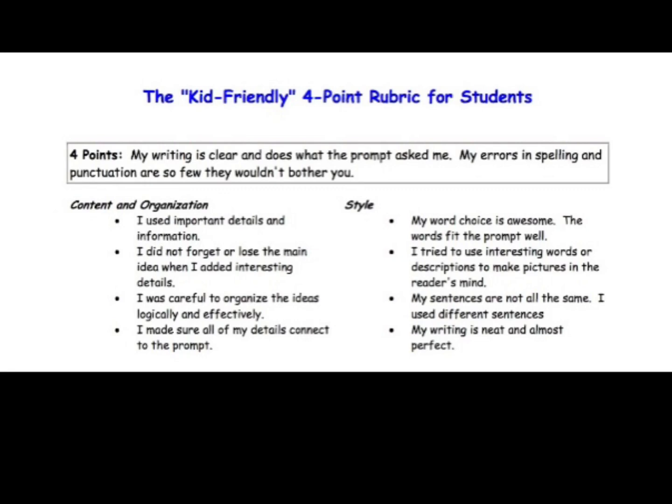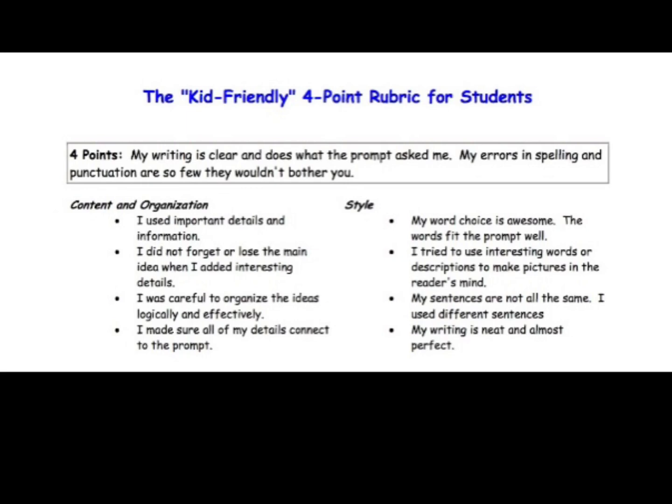A rubric has been provided for you in the slideshow. So if you want to see the whole rubric, please go to the slideshow. But I'm just going to show you the 4-point, how you get 4 full points on your writing, because we expect you to get 4 full points on your writing. It is clear and does what the prompt asked you. You didn't make something up that's not on that paper.